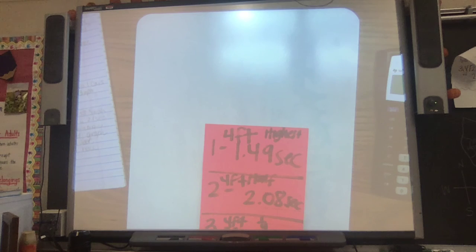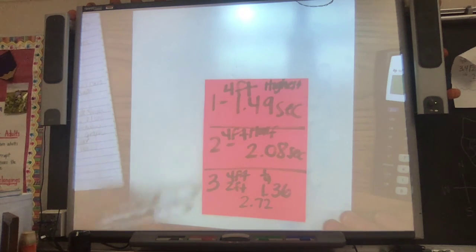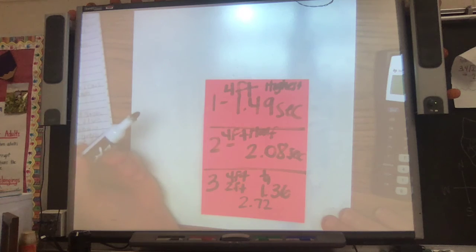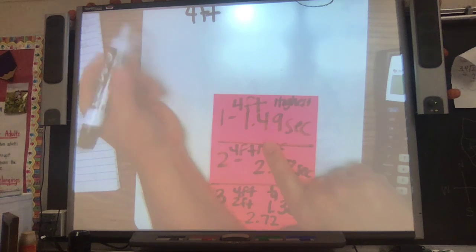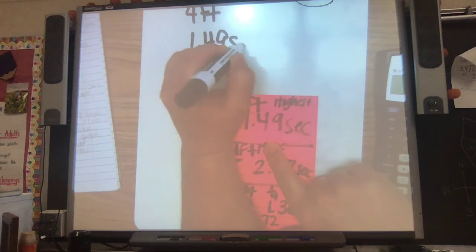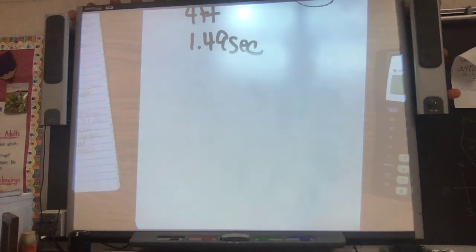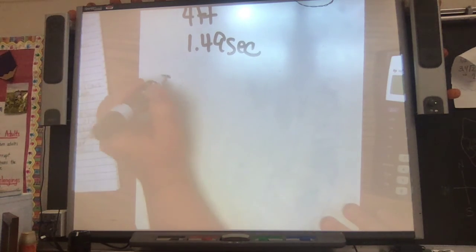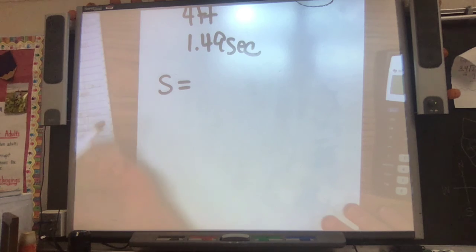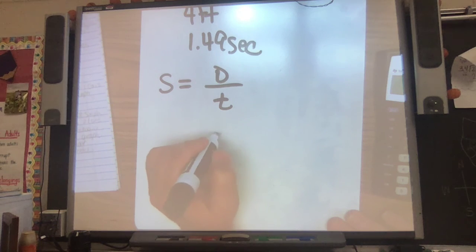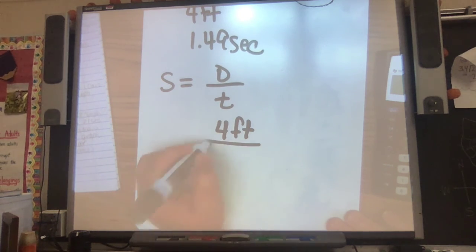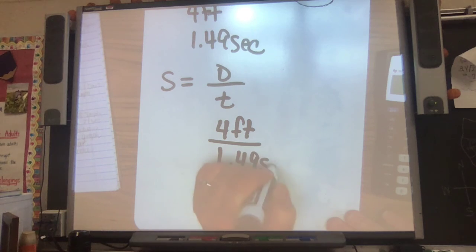All right, so we did our 3 cars. We ran them down the ramps at different heights. Now we're gonna calculate the speed of each car, okay? Our first one was set at the highest. It went 4 feet in 1.49 seconds, okay? And if you remember, our formula to calculate speed is speed equals distance divided by time. So we're gonna plug in 4 feet divided by 1.49 seconds.